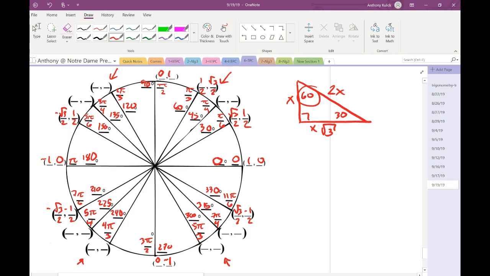And now I'm just going to go around to those other 3 points and fill in the values, changing the signs appropriately depending on the quadrant that the point is in. So in the second quadrant, the x is negative, but the y is positive. In the third quadrant, both x and y are negative. And in the fourth quadrant, the x is positive, but the y is negative.